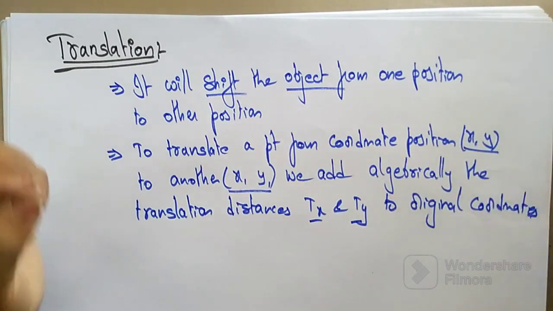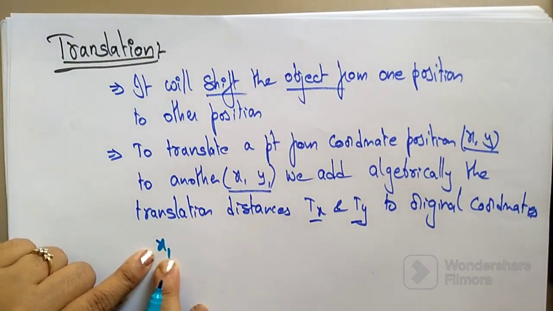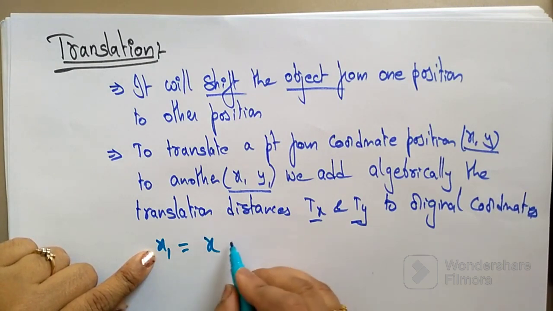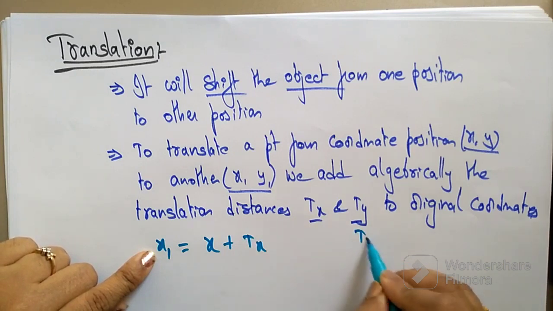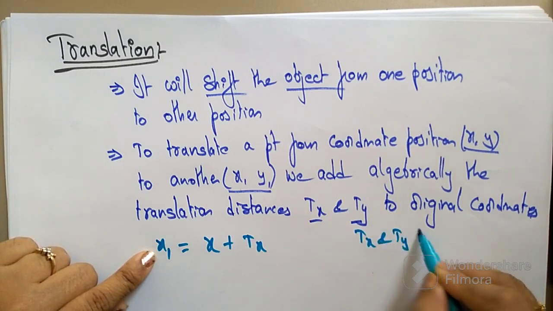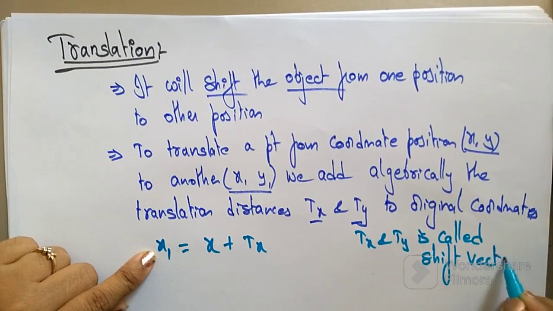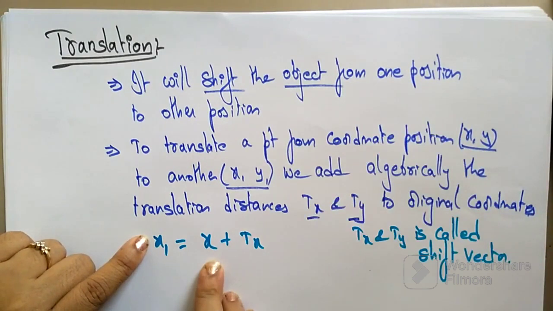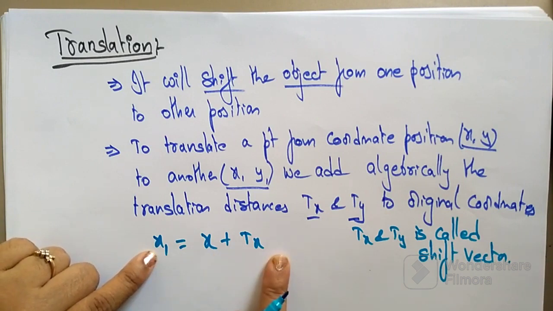Let me write it in terms of equations. What are the new coordinates? I want to change that object to x1. How will I get this x1? Simply by adding tx to the original coordinate. Here tx and ty are called shift vectors, because I want to shift the object. If you want to shift the object, you need to add those shift values to the original coordinates, then the object will be shifted. So the new coordinate is equal to the original coordinate plus the shift in x.